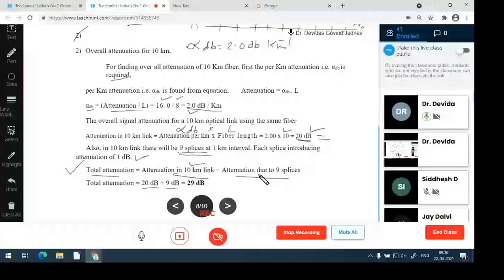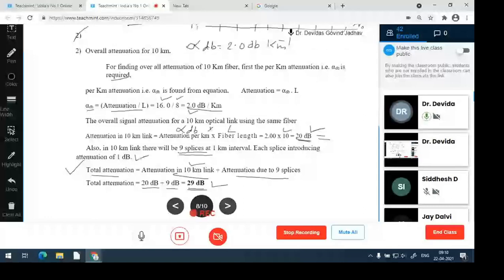So addition of these two losses, 20 dB plus 9 dB, comes out as 29 dB. So total attenuation for the fiber having alpha dB 2 dB per kilometer and splices at every kilometer, having the length of 10 kilometer, is 29 dB.